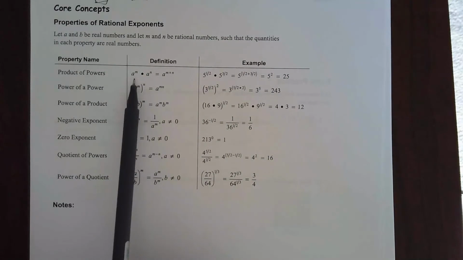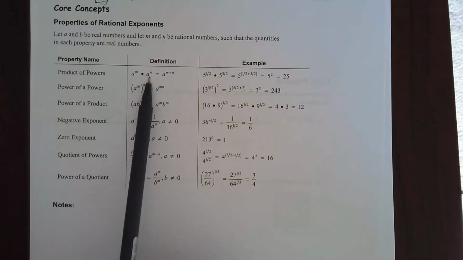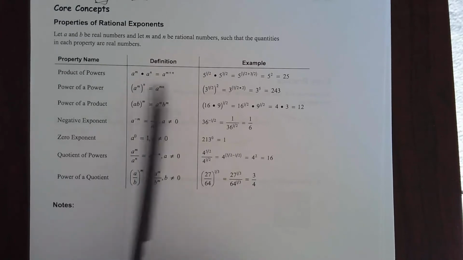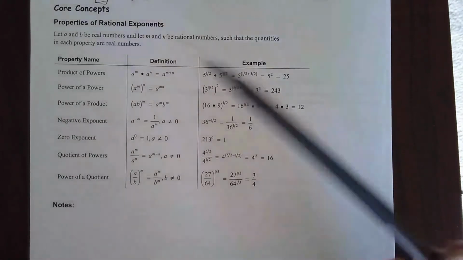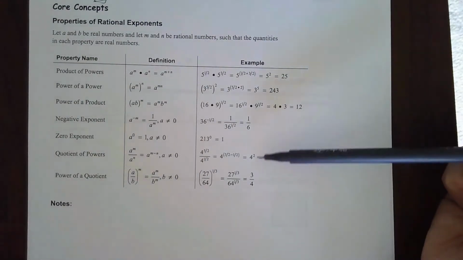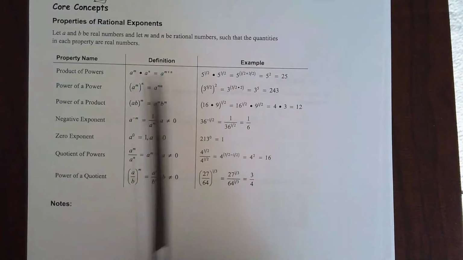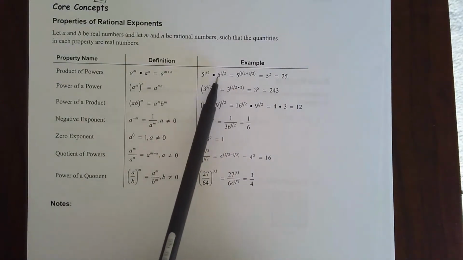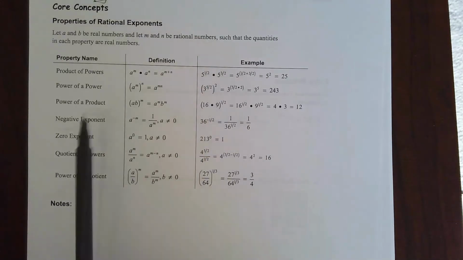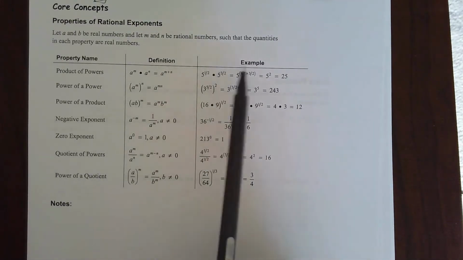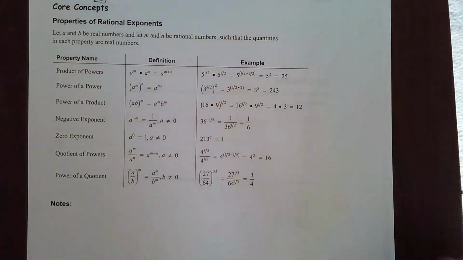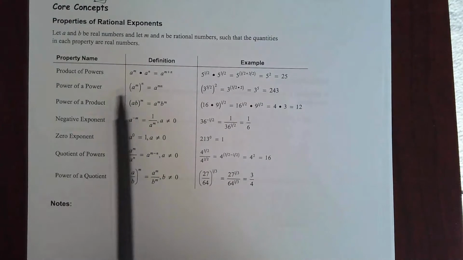For example, if I multiply two values that have the same base, I can add their exponents. This is the generic version of the rule, and this is with numbers. For example, if I had 5 to the 1/2 times 5 to the 3/2, because they both have a base of 5, we could add their exponents together. So 1/2 plus 3/2 would give me 2, so that'd be 5 to the 2nd power, or in other words, 25.